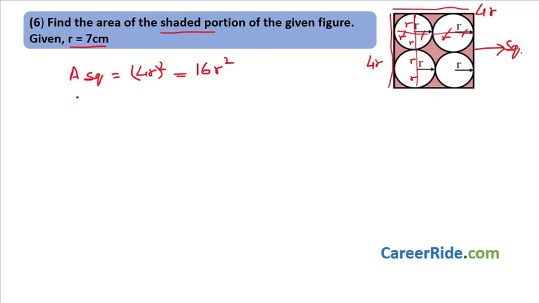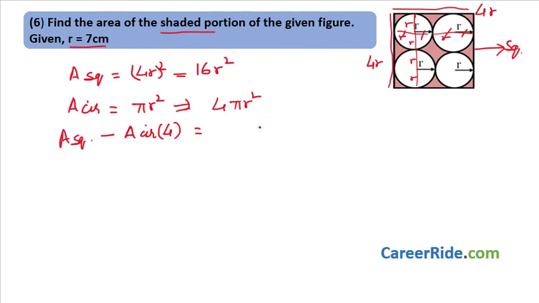Now we are given the circles, but there are 4 of them. Area of one circle is what? We know that it is pi r square, right? But there are 4 such circles, so it will be 4 pi r square, right? Because there are 4 circles. Now what is the area of the shaded portion? Area of the shaded portion is area of the square minus area of the 4 circles. So what is it? It is 16r square minus 4 pi r square.